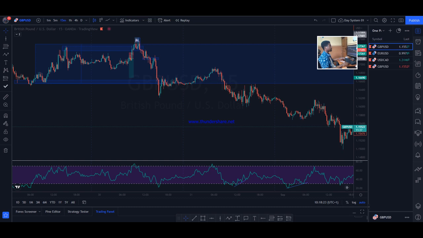So we had this first rejection here on Monday. So I entered and the price started falling. The price started falling, and they had this M pattern, W pattern here. As you can see, we had that W pattern there.